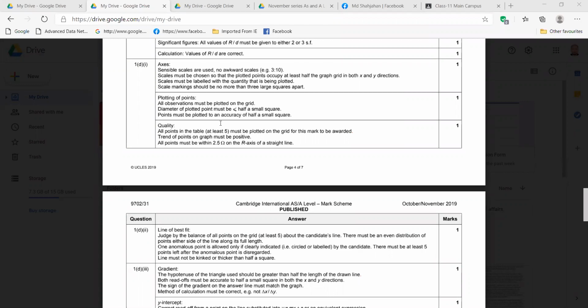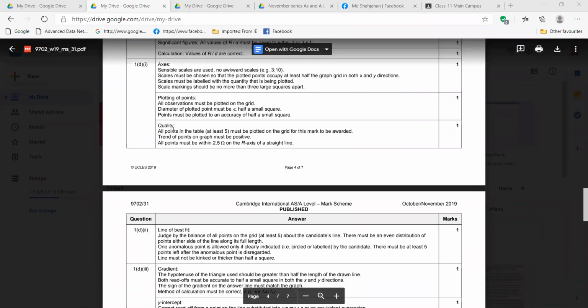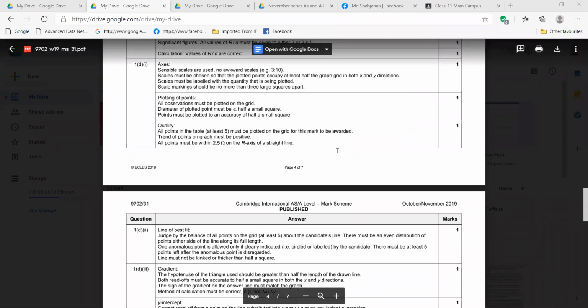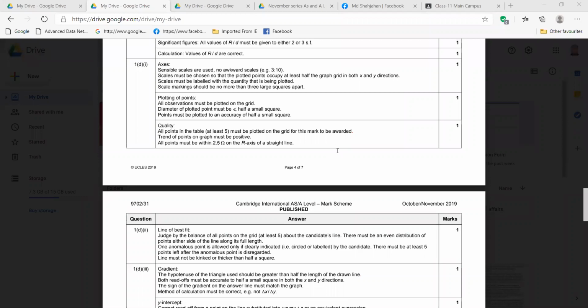Okay, quality. Asan, welcome back. Yes, sir. Quality, can you read the quality part? All points in the table, at least 5, must be plotted on the grid for this mark to be awarded. Trend of points on graph must be positive. Yeah, continue. All points must be within 2.5 ohm on the R-axis of a straight line.